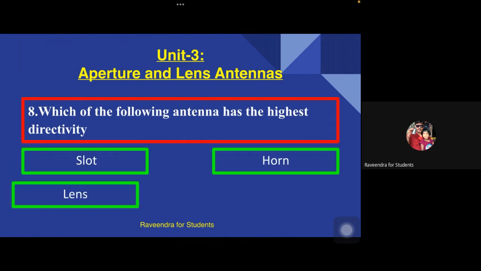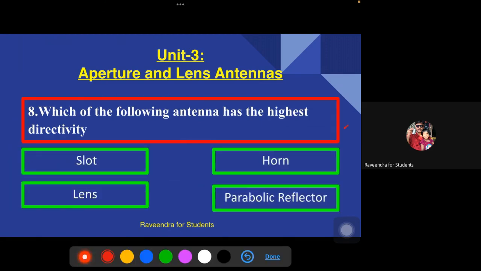And coming to the eighth one, which of the following antennas has the highest directivity? Yes, out of all practical antennas, we know very well the parabolic reflector or parabolic dish antenna will have the highest directivity.